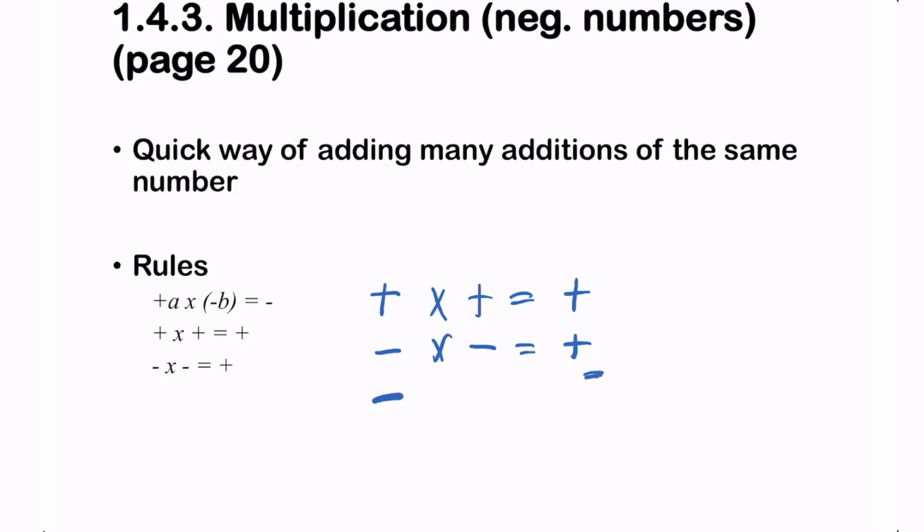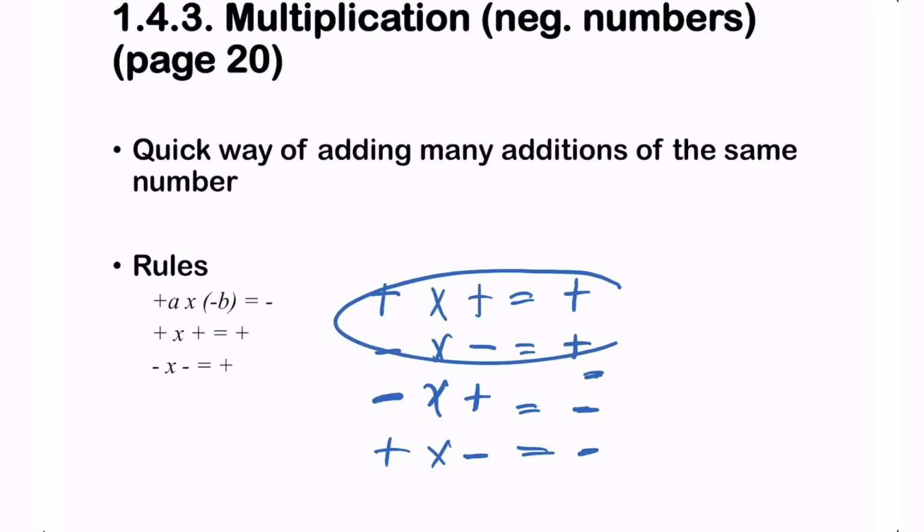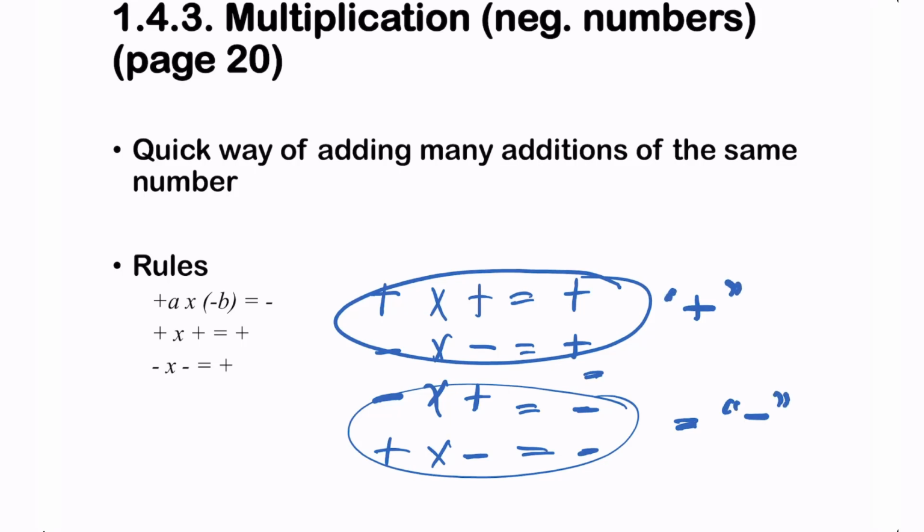When you have a minus times a positive, it equals a negative, or a positive times a negative equals a negative. So every time the signs are the same, the answer is positive. Every time they are different, it is negative. The answer would be a negative integer.